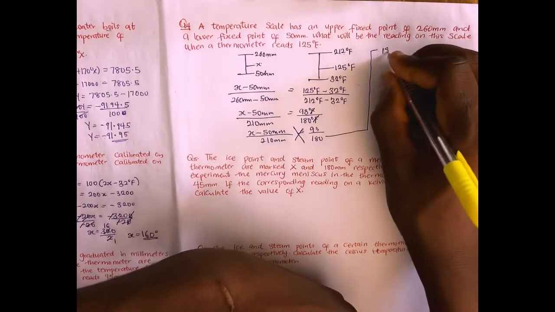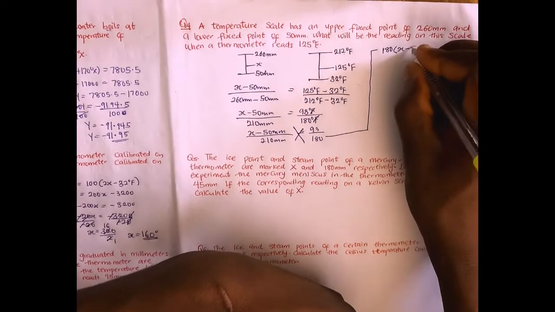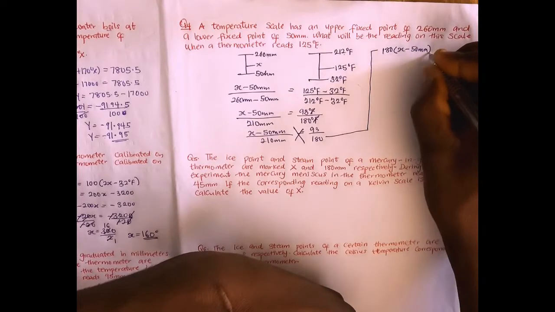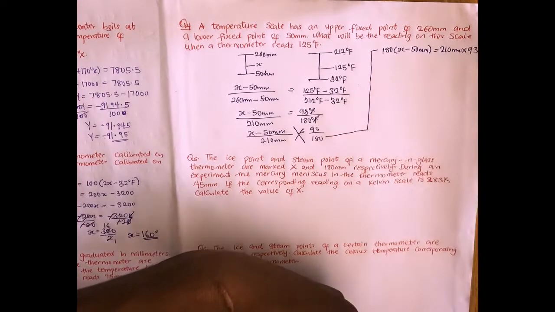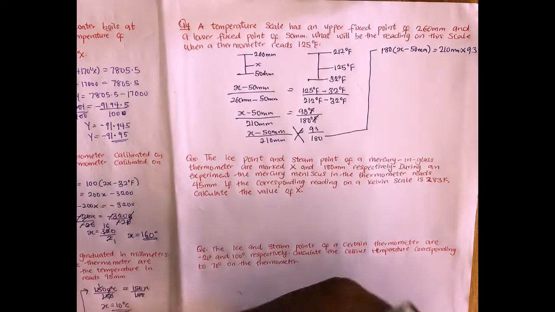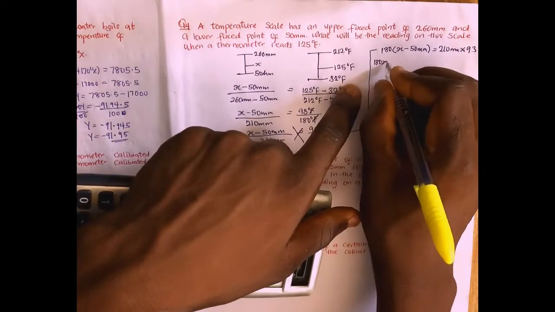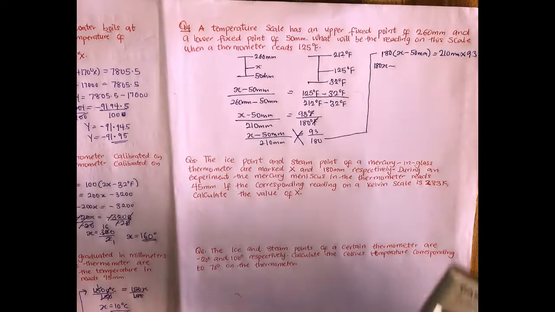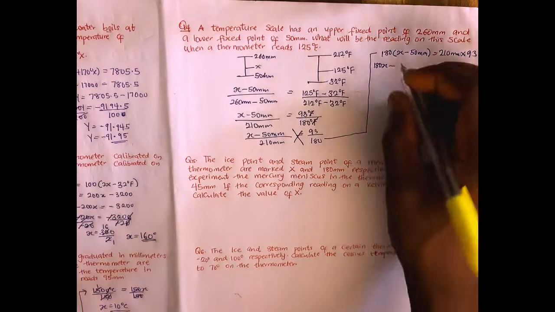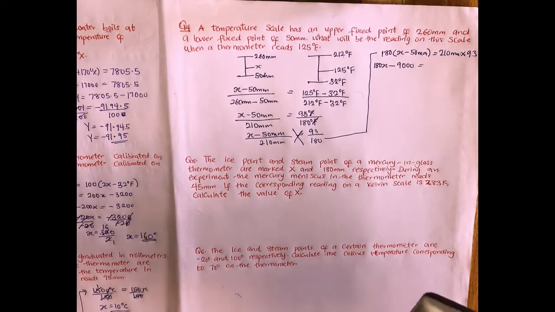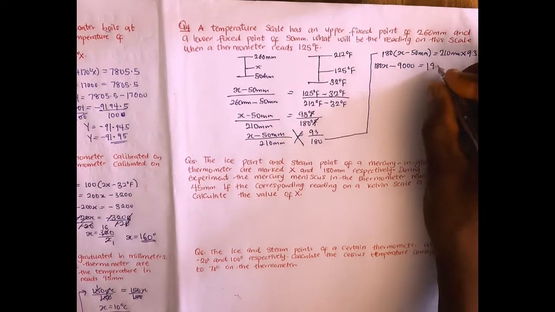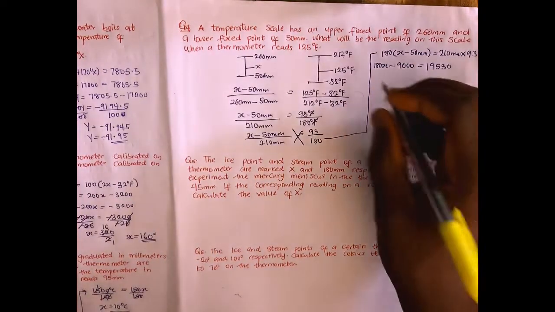So that we have 180 into brackets X minus 50 mm close bracket equals 210 mm multiplied by 93. Can you see this now? Okay, let's go. So here, let's just open the bracket. That means 180x minus 180 multiplied by 50. That's 9,000. Having 9,000 equals 210 multiplied by 93. That's 19,530.